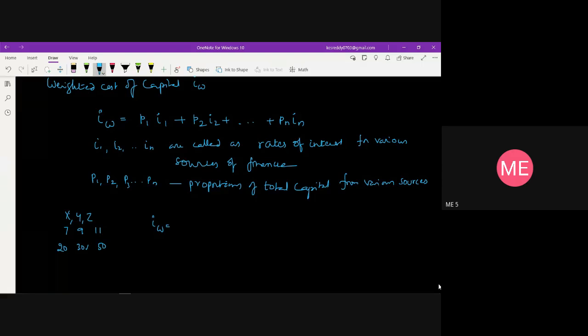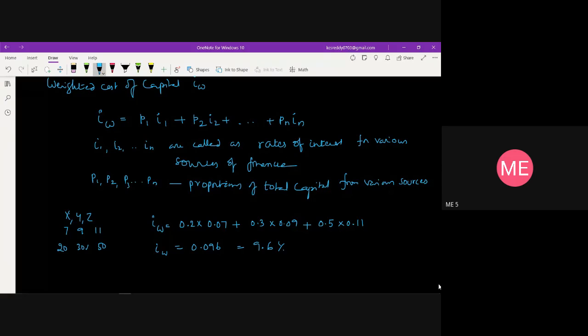IW in this case is going to be 0.2, that is 20% of the total, into I1, the rate of interest, 0.07, plus the proportion 0.3 into 0.09, plus 0.5 into 0.11. So this gives 0.096, which is 9.6%, the weighted cost of capital. So the cost of capital is not so easy to calculate.